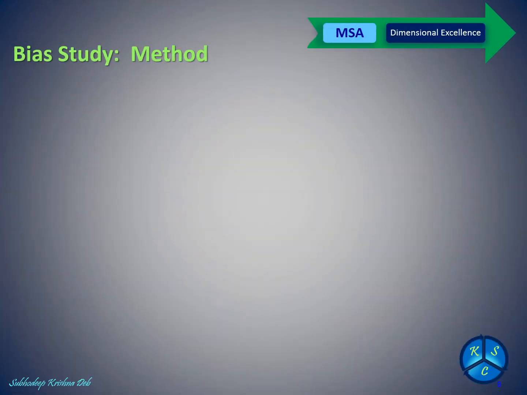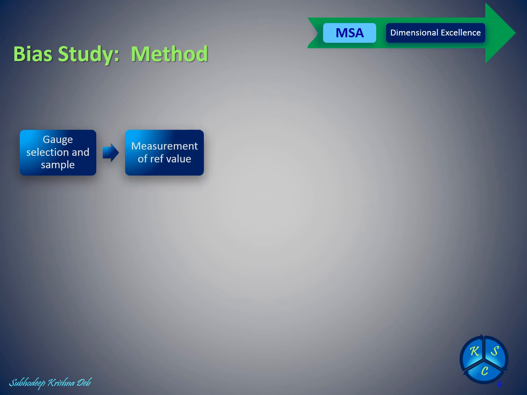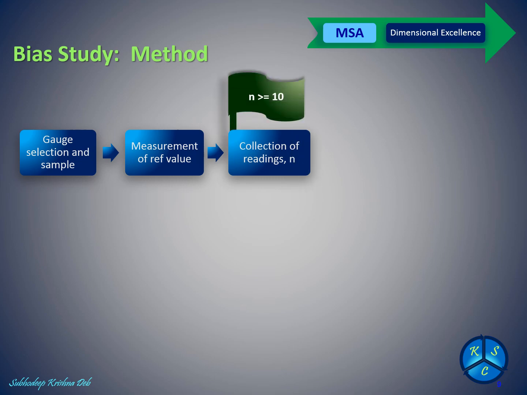Now, completing the stability study, we come to the second tool, that is the bias study. So bias study, as we all know, bias is the difference between the reference value and the actual value. For that, we need to select the gauge first and we need to collect some samples on which we will do the measurement. Similarly to the stability study, we need to do the measurement for the reference value using a traceable equipment, and then we need to collect readings. Readings should be more than 10, that is n greater than or equal to 10.